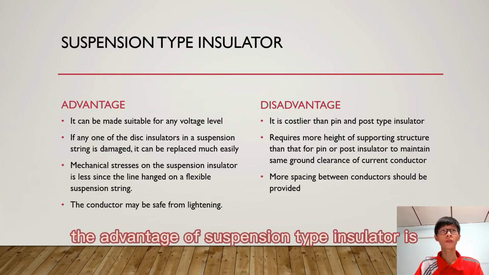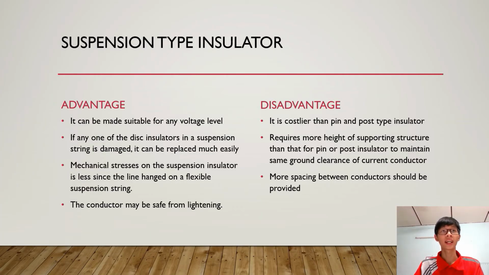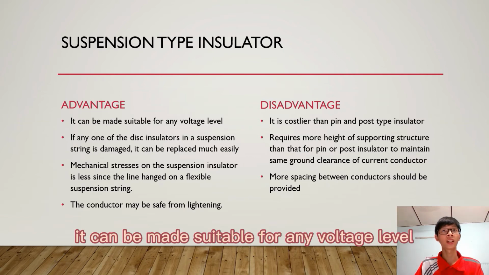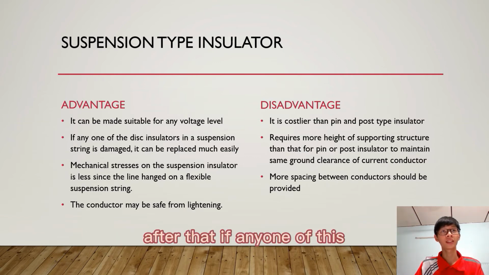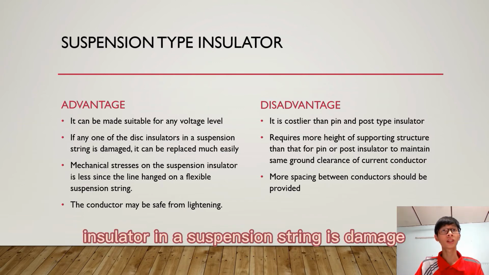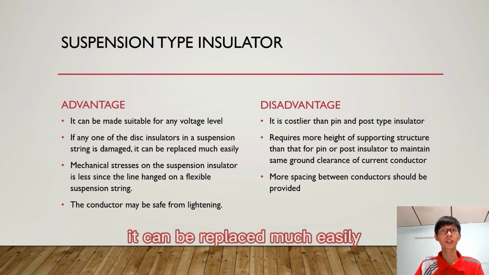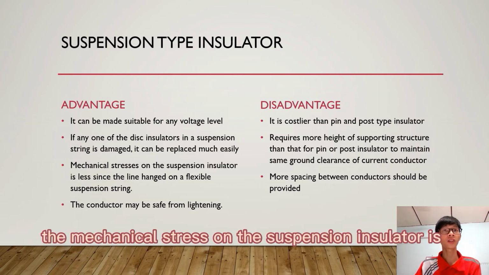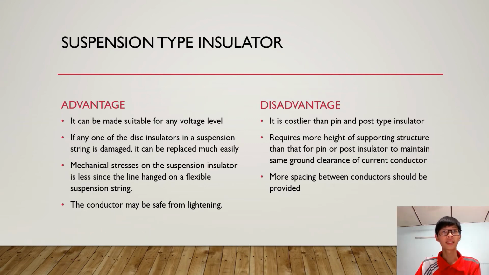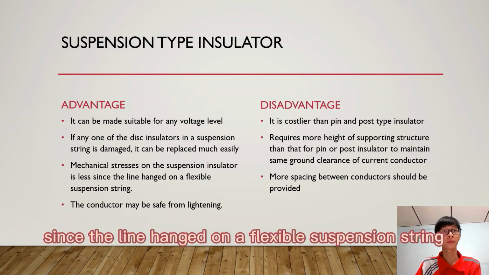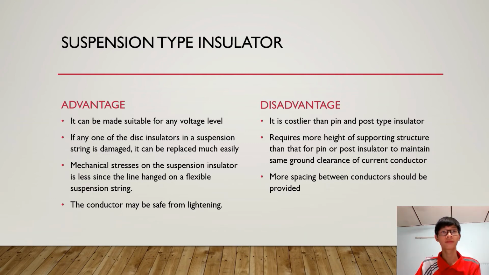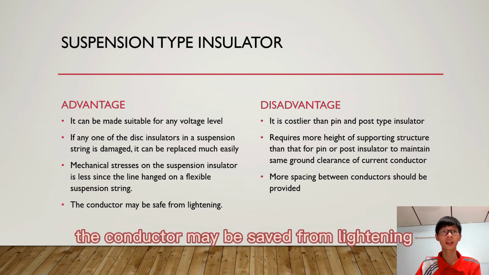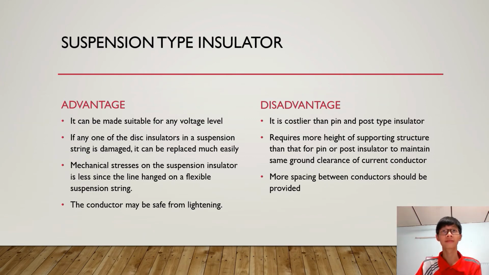The advantage of suspension type insulator is it can be made suitable for any voltage level. After that, if any one of these insulators in a suspension string is damaged, it can be replaced much more easily. The third advantage is the mechanical stress on the suspension insulator is less since the line hangs on a flexible suspension string. Last but not least, the conductor may be saved from lightning.